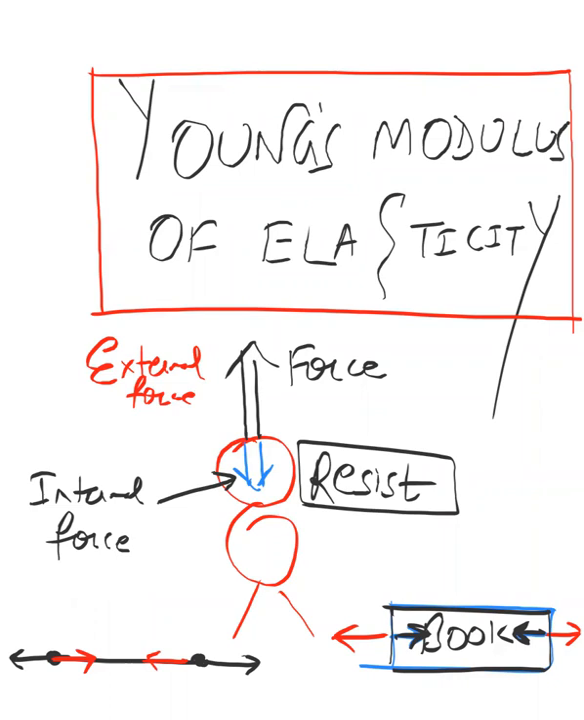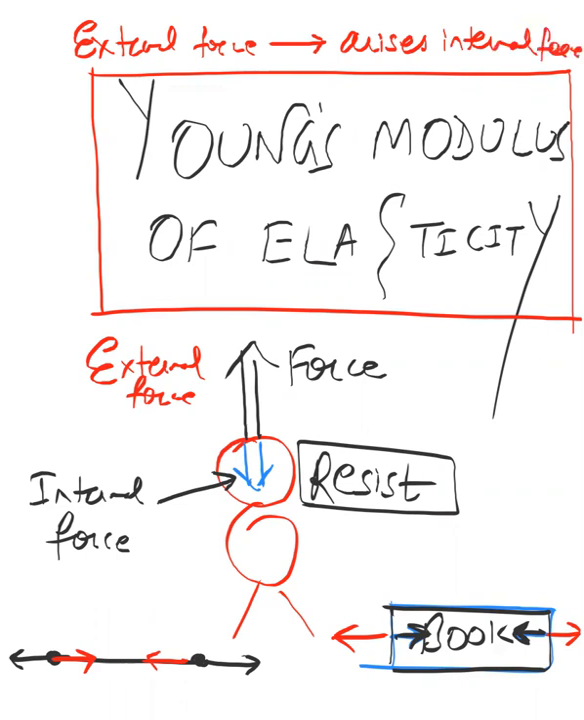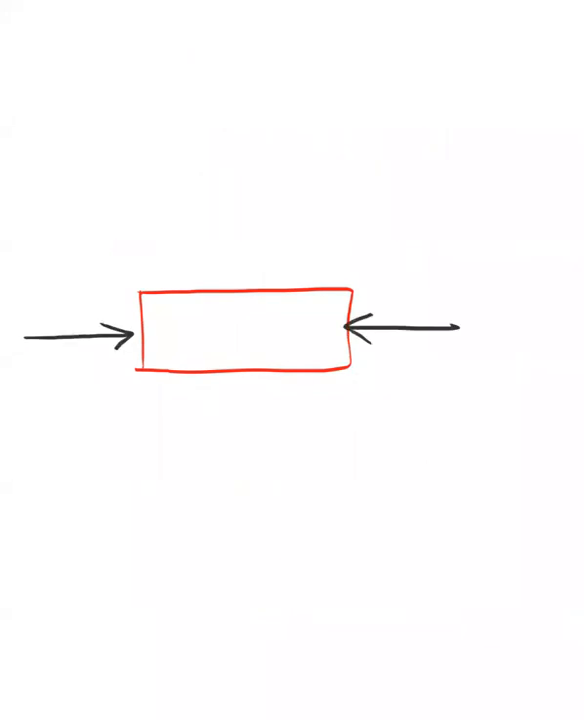So always, whenever you apply an external force, corresponding to that there arises an internal force in that body, which acts against the external force. Do you agree or not? Everywhere it's happening. You take anything and try to apply some force on it, and it applies a reverse force in the opposite direction. It's trying to resist. Everything is trying to resist, especially the solids.